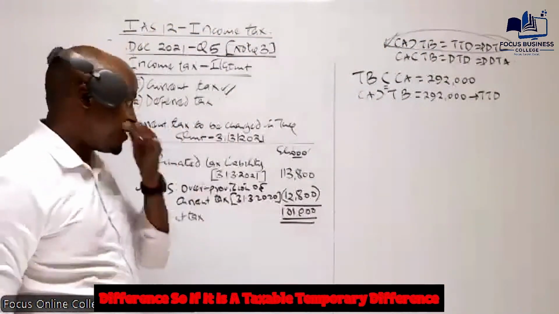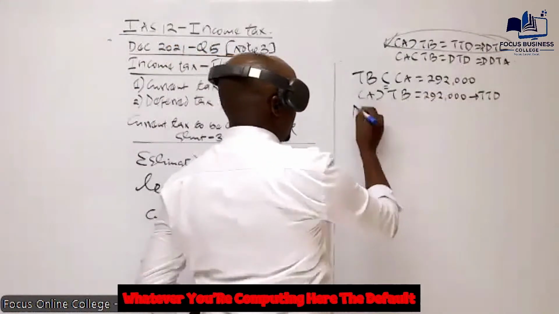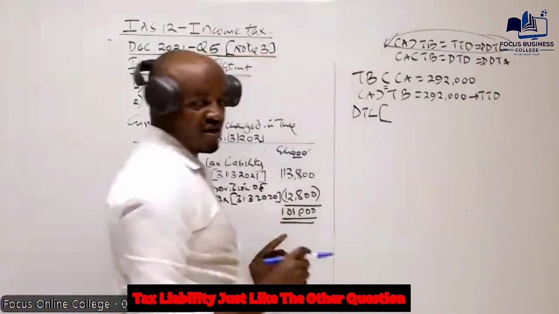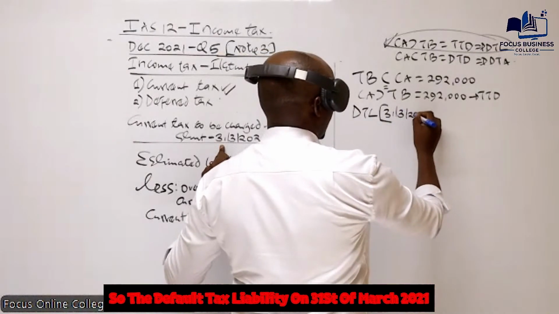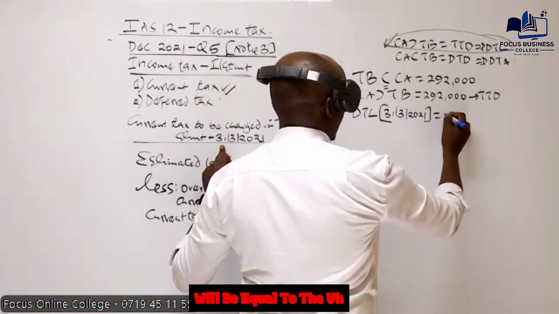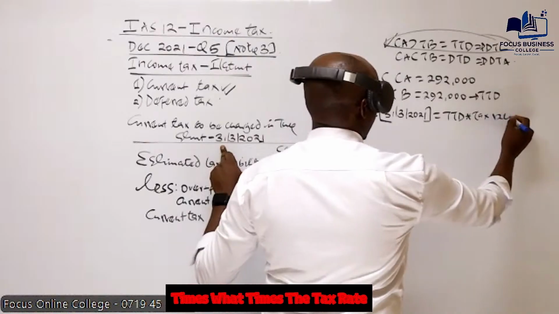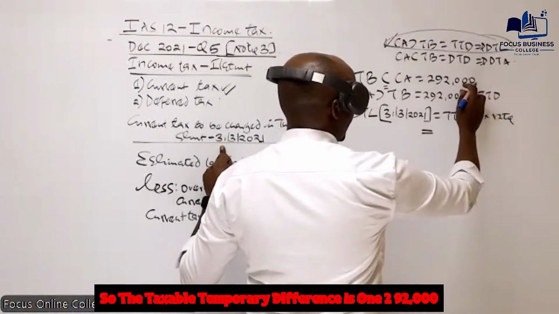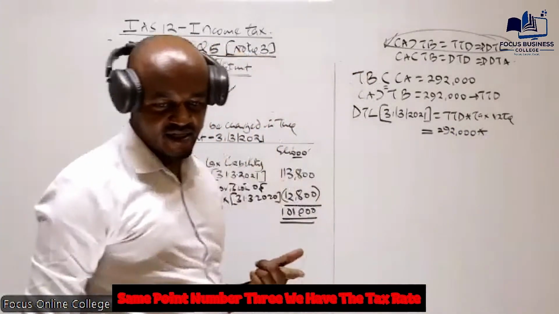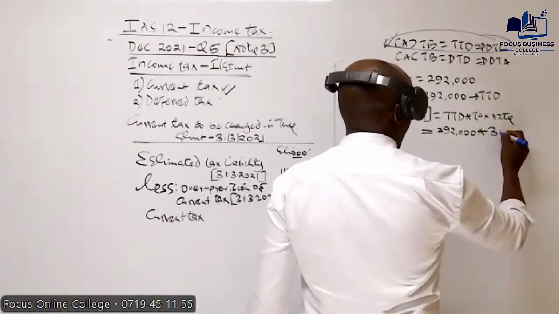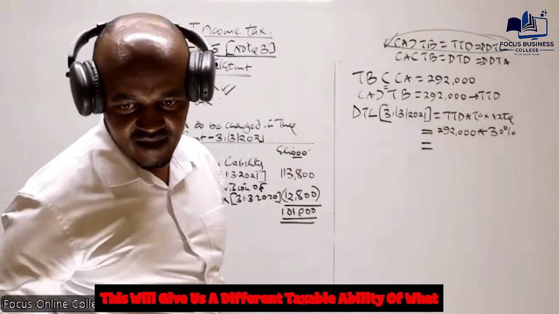If it is a taxable temporary difference, what do we compute? We compute the deferred tax liability. And whatever you're computing here, just like in the other question, will be the deferred tax liability at the end of the year. So the deferred tax liability on the 31st of March 2021 will be equal to the taxable temporary difference times the tax rate. The taxable temporary difference is 292,000, and in the same note number 3, we have the tax rate, which is 30%. So this will give us a deferred tax liability of what?